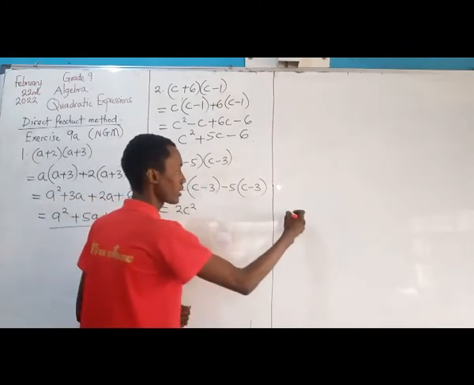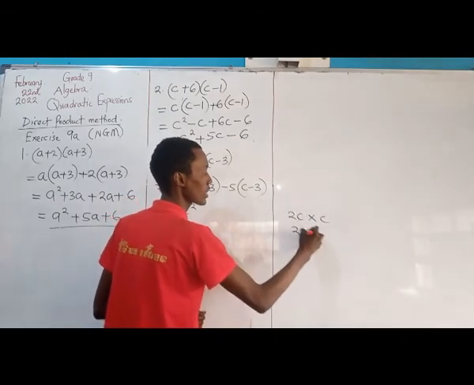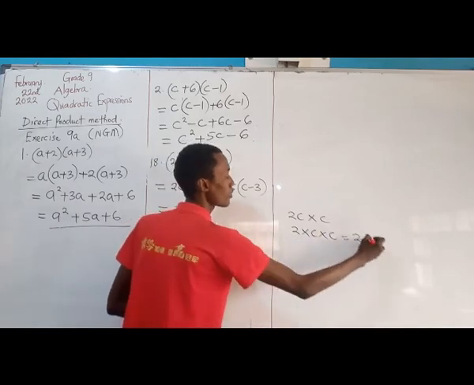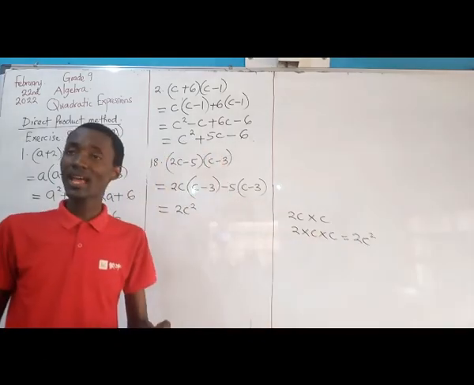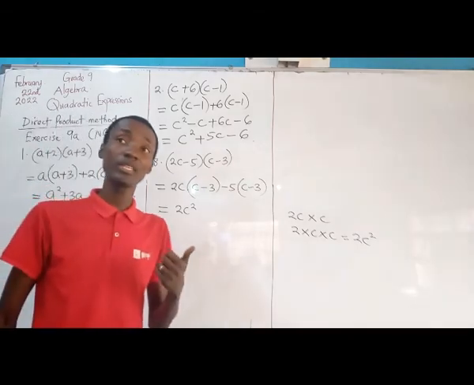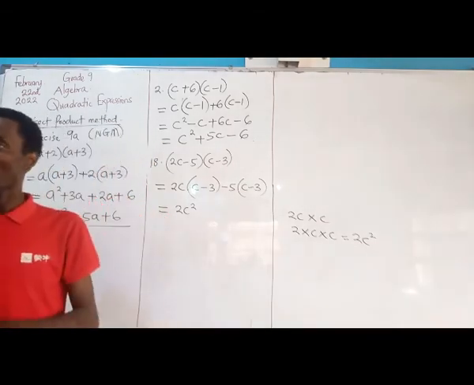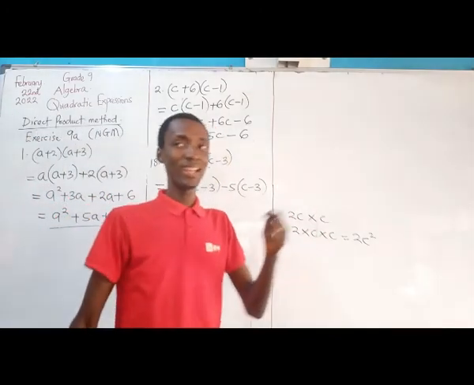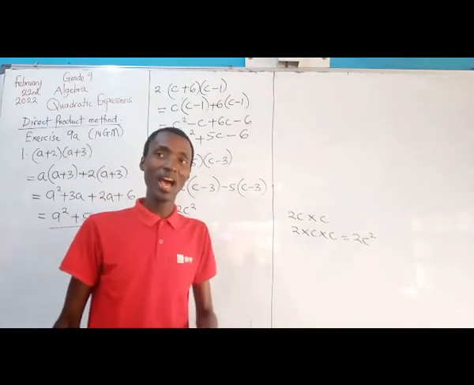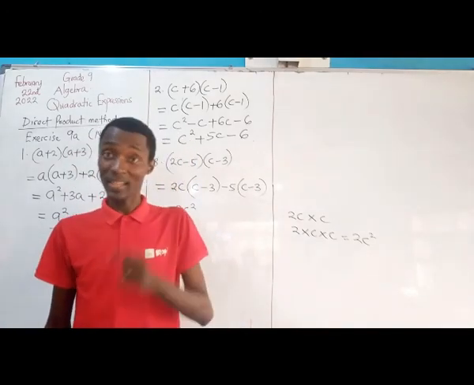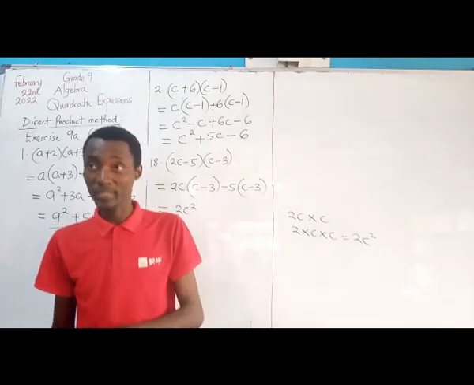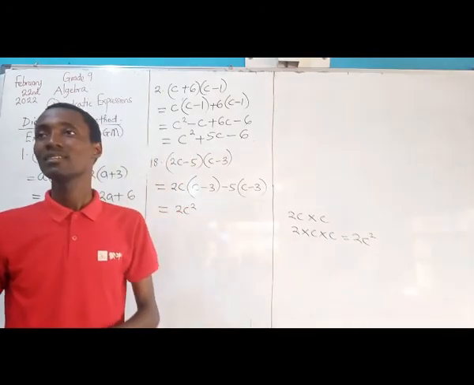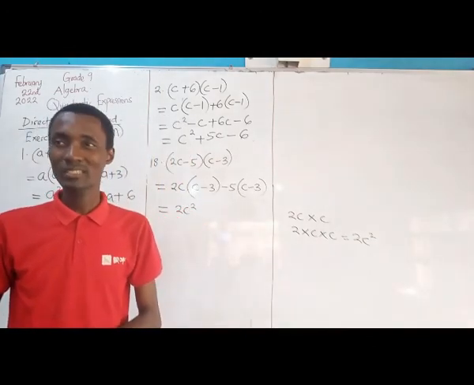Let's do a little callback. 2C times C means 2 times C times C, which will mean 2, and then C times C, which will give me what? C squared. Remember, a number letter times a letter will give me what? A number letter or a number letter squared. Make this learning interesting for yourself. That's it. Mathematics is an interesting subject.